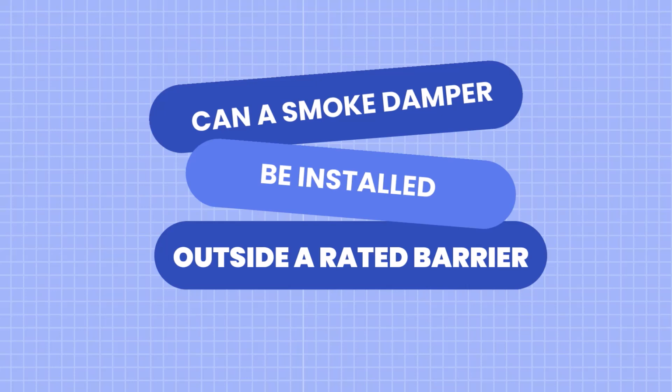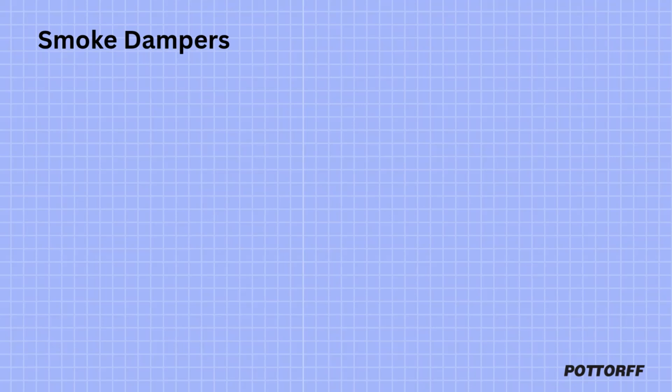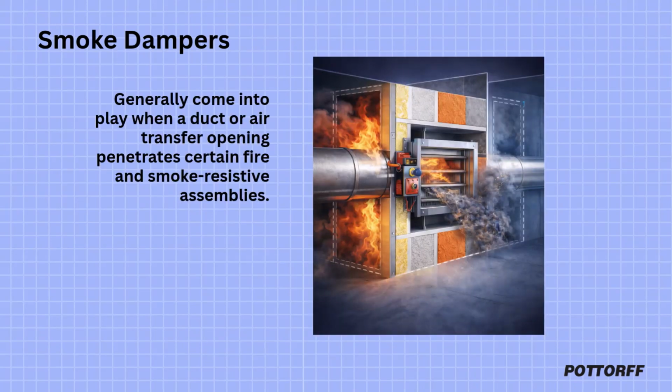Before we talk where you can install one, let's talk about when you even need one. Smoke dampers generally come into play when a duct or air transfer opening penetrates certain fire and smoke resistive assemblies. Think smoke barriers, smoke partitions, shafts, and other protected separations. The code sections that lay out these damper locations live in IBC and IMC damper requirements like IBC Chapter 7, Section 717 in many editions.